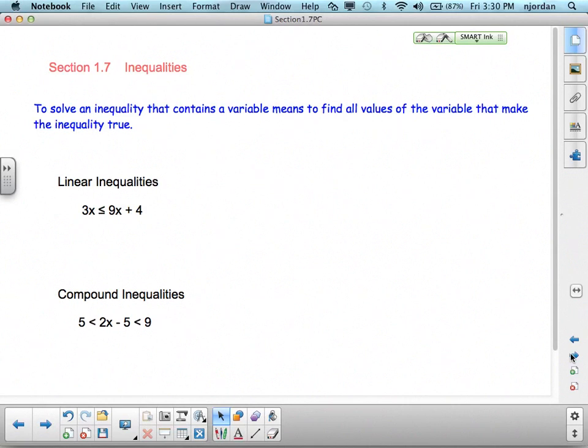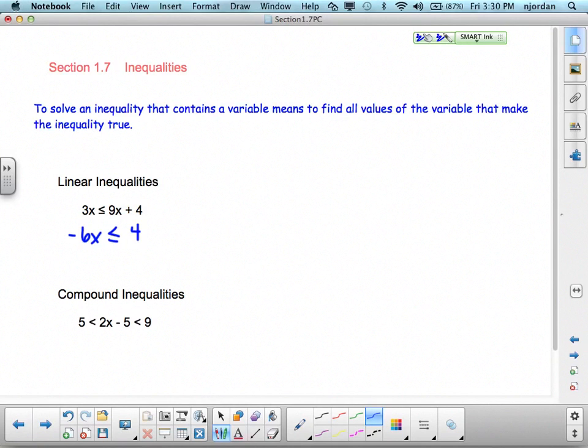So the first problem here for the linear inequality is to subtract 9x from either side. So we'll get negative 6x less than or equal to 4. And what happens when we divide by a negative? I picked this problem because of that. The inequality sign flips, and this becomes negative 2/3.